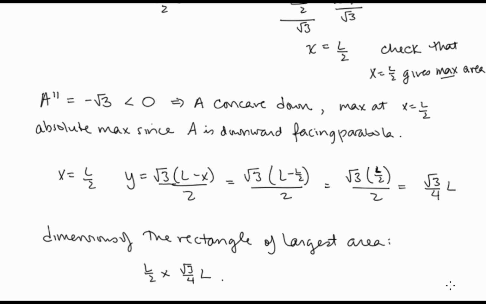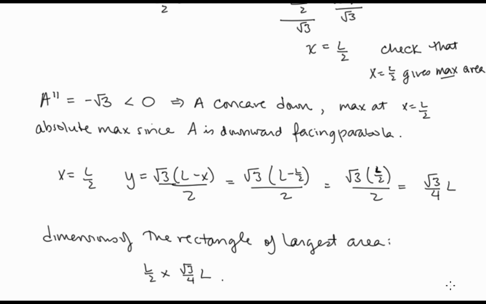2. And so that's going to be radical 3 times (L minus L over 2) over 2. That's radical 3 times (L over 2) over 2. And so that's radical 3 over 4 L, and that's our value for y. So the dimensions of the rectangle of largest area, we have L over 2 by radical 3 over 4 L. And those are the dimensions of the rectangle.